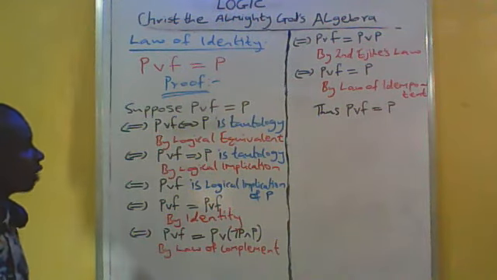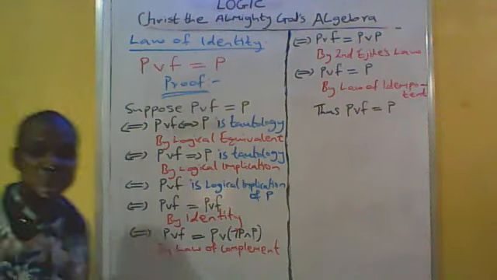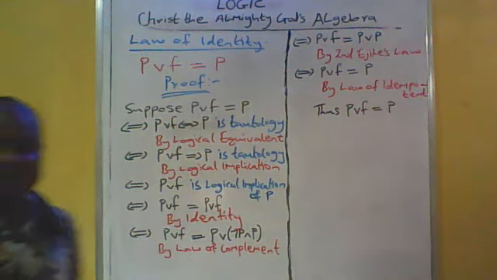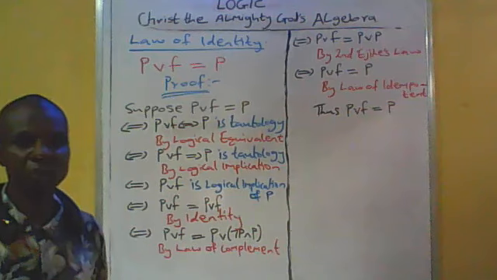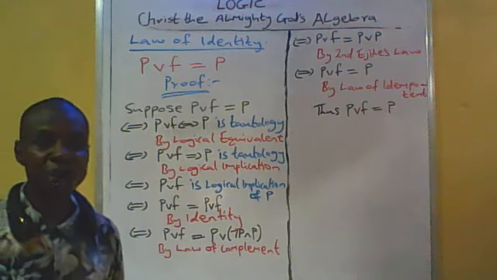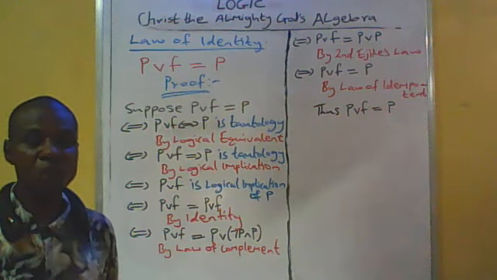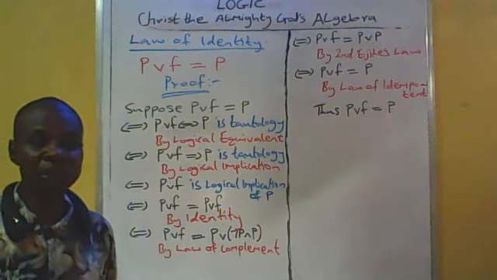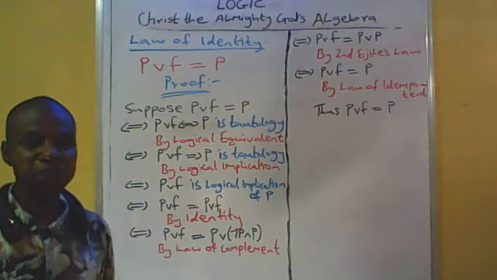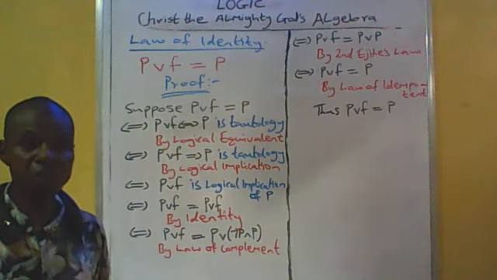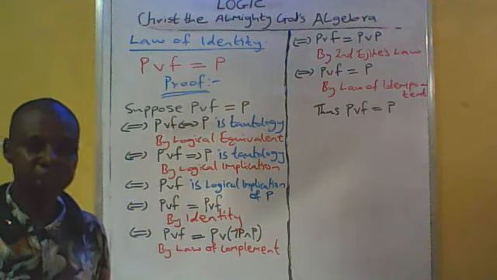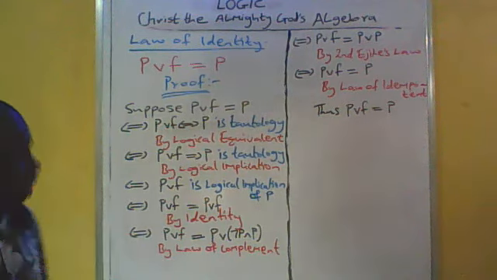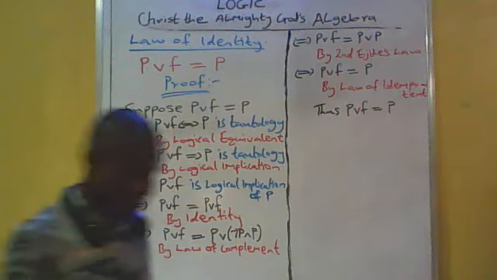Having proved that P or F is equal to P, and the statement is logical equivalent, that it is law, we are going to prove the converse. So by the principle of essentiality, we then establish that P or F is equal to P is law of identity by disjunctive statement. Let's prove the converse.